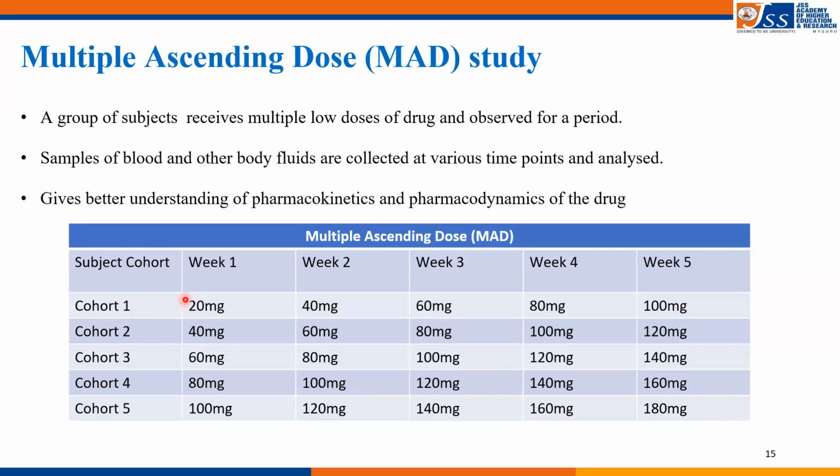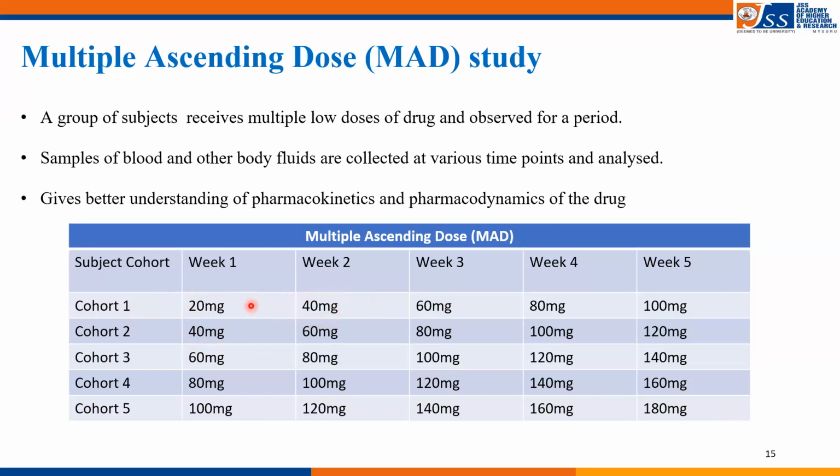In cohort 1, in the first week, I'll give 20 mg. I see the tolerability, acceptability, and the safe levels. In the second week, if it is tolerable, I start the double dose, or increase the dose, to cohort 2 as 40 mg. Along with this, to the same group, I administer the increased dose as 40 mg.